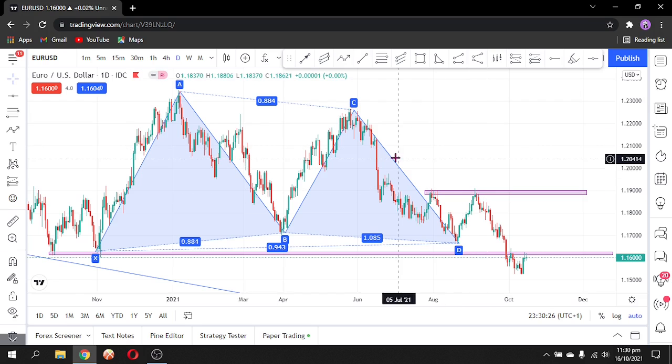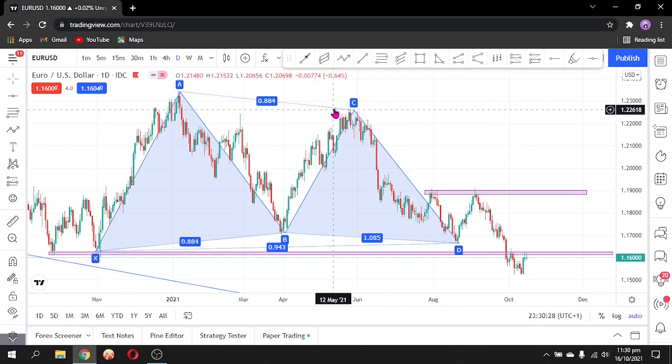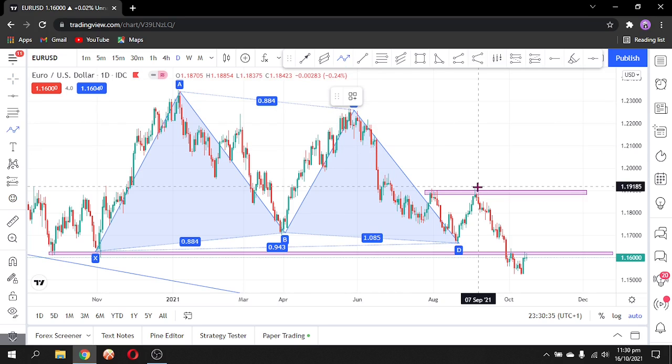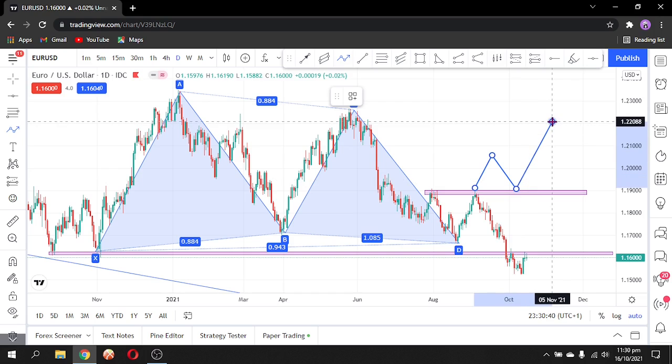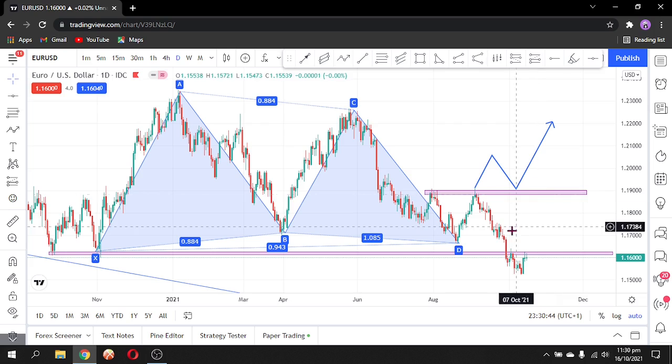The price action here is simple. Price formed the butterfly harmonic pattern. Price should have continued bullish, but then it pushed down after touching this zone.